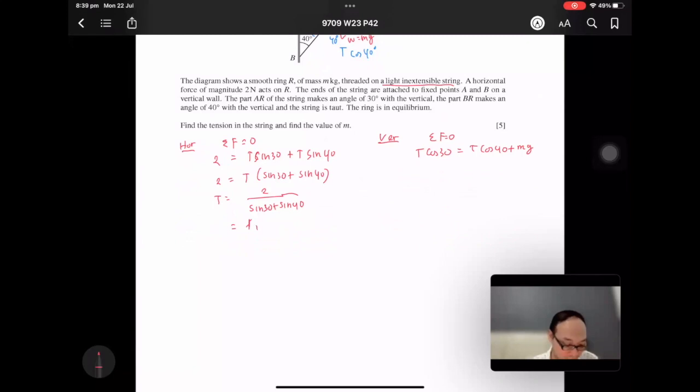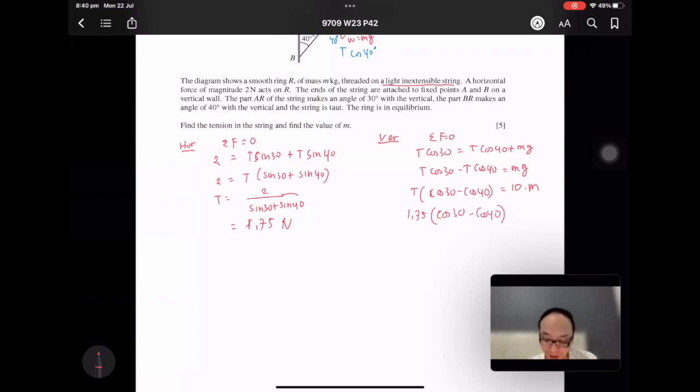So 1.75 newtons. And then we can put this value into the second equation. So I can change the position. T cos 30 minus T cos 40 will be equal to mg. So T(cos 30 minus cos 40) equals 10m, since g is equal to 10. So that means I can just put in 1.75 times (cos 30 minus cos 40).